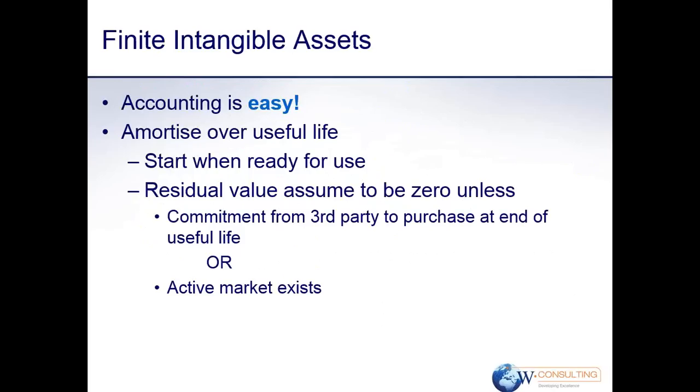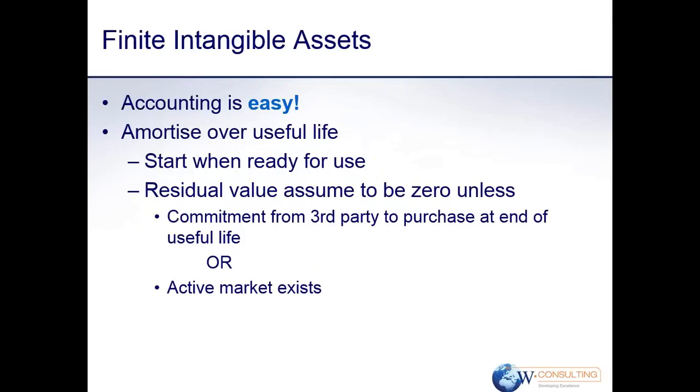That then allocates an equal amount of cost in each period in which the asset is expected to be used. But although that might be the easiest amortization method, it's not necessarily going to be the most appropriate. The method that's used should actually reflect information that is most relevant and best reflects the pattern of consumption of the benefit.